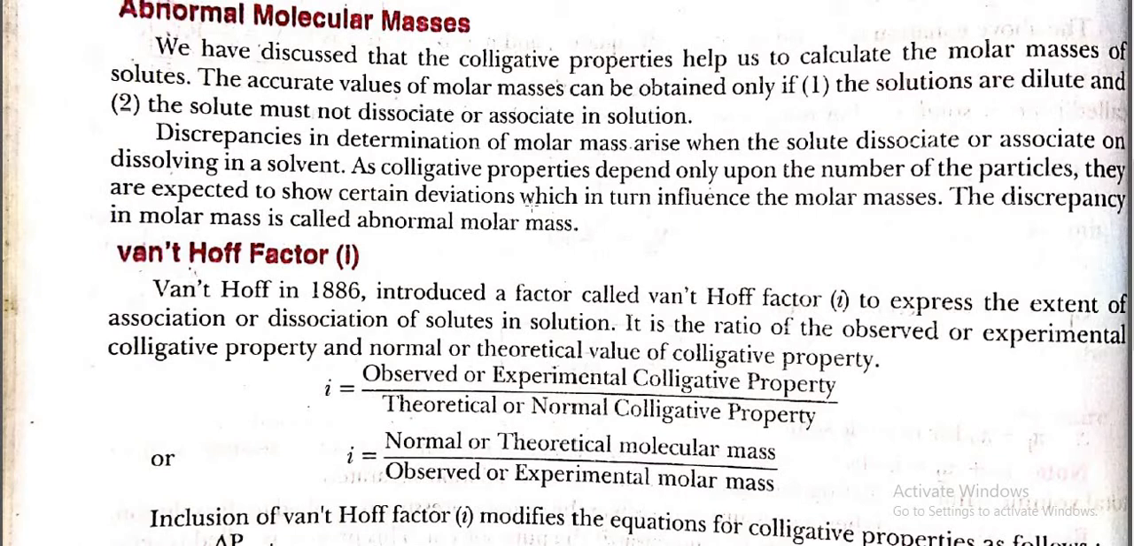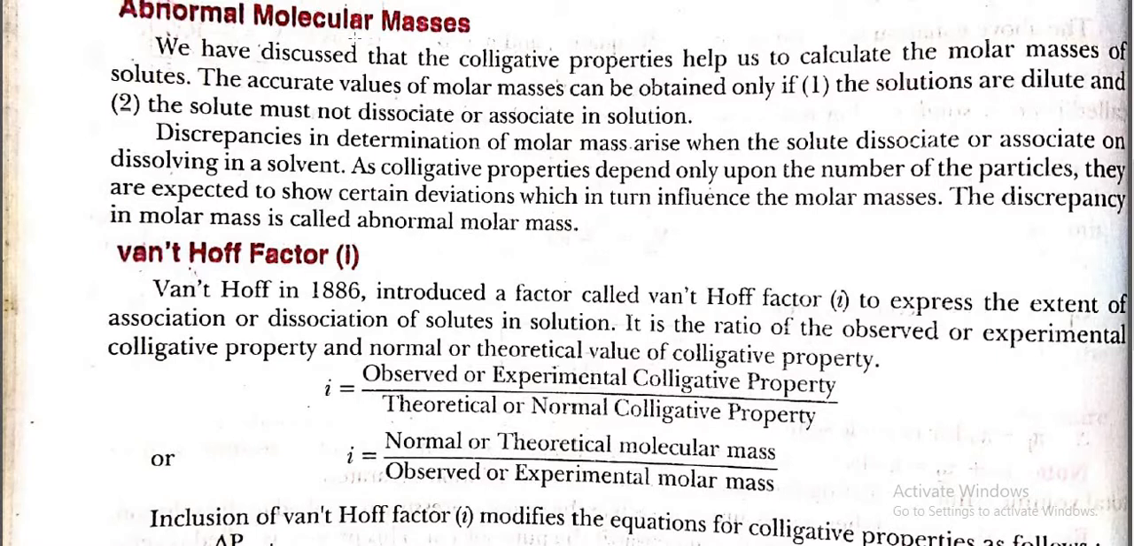Now today we are going to discuss the last topic of this chapter, Van't Hoff factor. We already discussed the four colligative properties, and we have also seen the numericals based on them. Now we'll see the last topic, that is Van't Hoff factor. Before that, let us try to understand what is abnormal molecular mass.